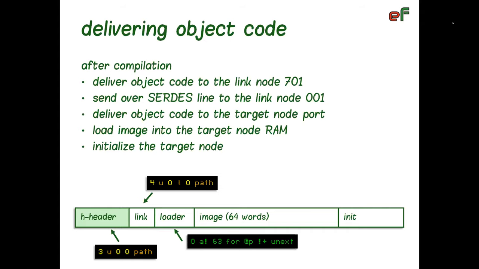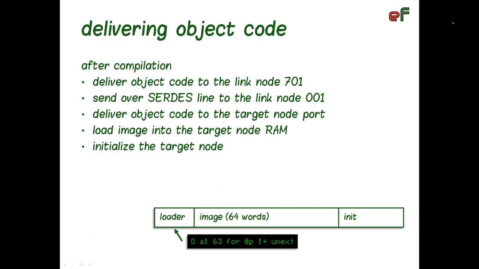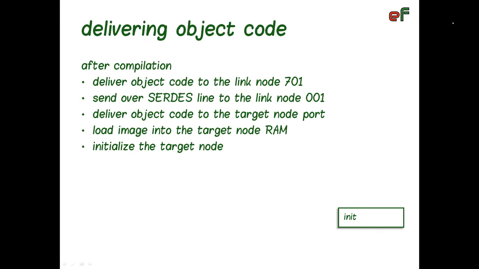When the message arrives at node 701, its host chip header is rearranged with the link content into a target chip header, and this updated message is sent over the service line, and the payload is delivered by Ether at the target node port. Here, using port execution, we run loader, which fills target node RAM with the image. And finally, using port execution again, we run the initialization code. And from now on, the target node is booted up.